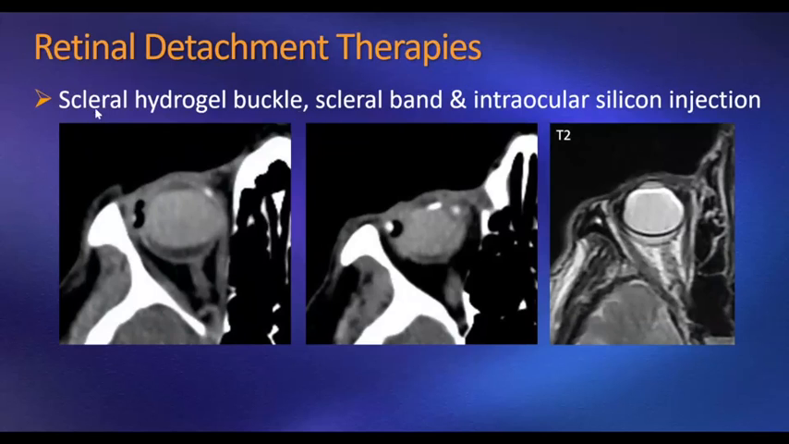Many patients, as mentioned before, will have a combination of treatments, as here demonstrated with hydrogel buckle, intraocular silicone injection, silicone band, and of course, notice that on MRI, the predominant finding that you will see is the intraocular silicone injection, while the other types are more challenging to appreciate.